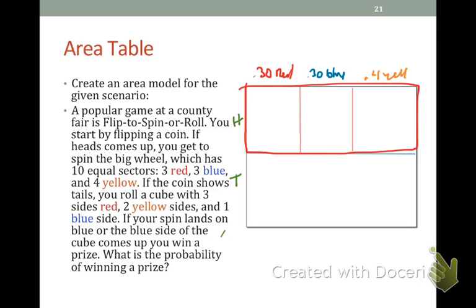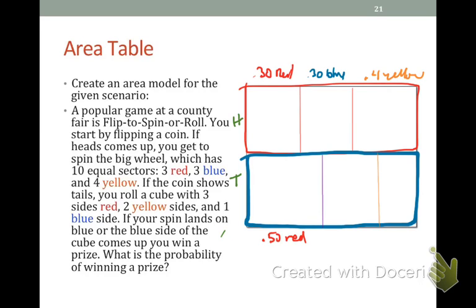Tails is a little bit different, because if you get tails, then you're going to roll a cube. And in your little cube, your dice has 3 sides that are red, 2 sides that are yellow, 1 that's blue. So now we need to break up our tails little area section. We're going to break it up into 6 compartments or portions, right? So if it shows tails, you roll a cube with 3 sides red. So in other words, half the time you're going to get red. Okay, so that 3 is red, and then 2 of the remaining times you're going to get yellow, and then 1 you're going to get blue.